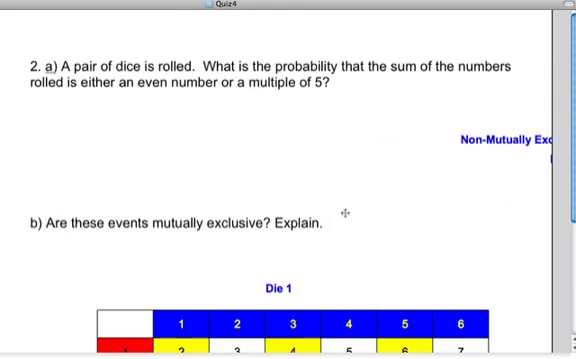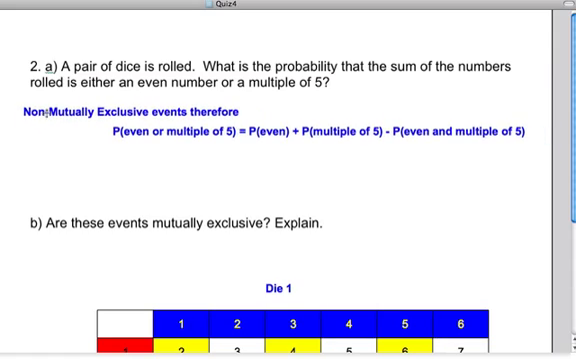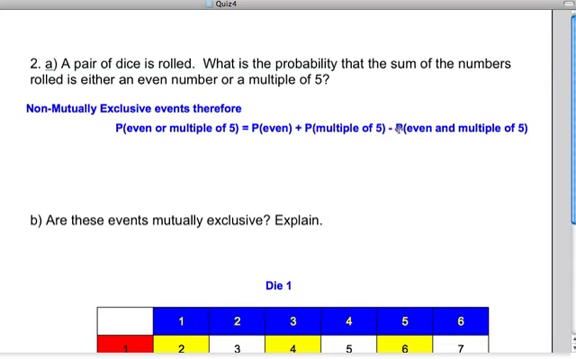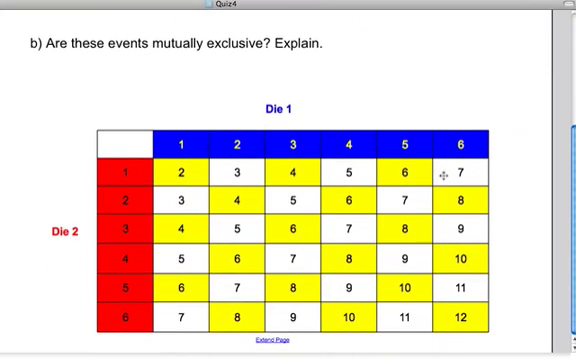So next question, a pair of dice is rolled. What is the probability that the sum of the numbers rolled is either an even number or a multiple of 5? Now in this case, we have non-mutually exclusive events. Therefore, the probability of an even or a multiple of 5 is equal to the probability of an even plus the probability of a multiple of 5 less the probability of an even number and a multiple of 5.